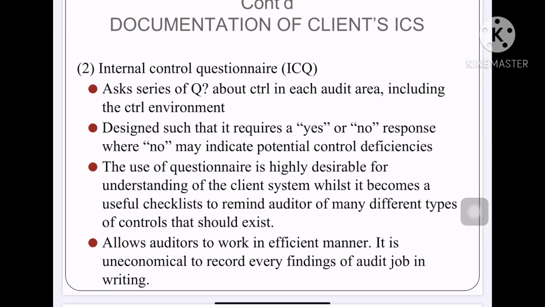Alright, the second one will be the internal control questionnaire. This is a series of questions about control in each audit area, including the control environment. The questions only require yes or no, right? So there will be two answers, yes or no. The use of the questionnaire is highly desirable for understanding the client's system, and it becomes a useful checklist to remind the auditor of the many different types of control that should exist, right?